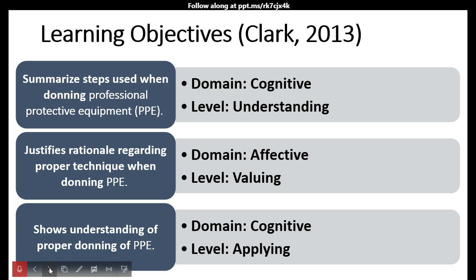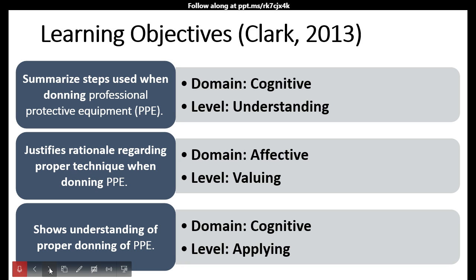The learning objectives which I have created for this lesson are, first, to summarize steps used when donning personal protective equipment. The domain would be cognitive and the level is understanding. The next one is justifies rationale regarding proper technique when donning PPE. I think it's very important for you to understand why you're doing what you're doing and the reasons behind that.